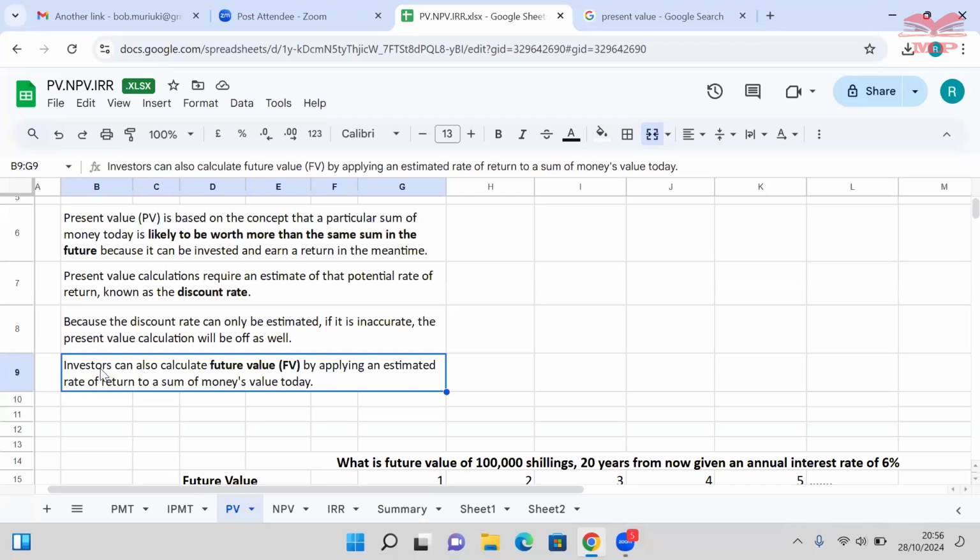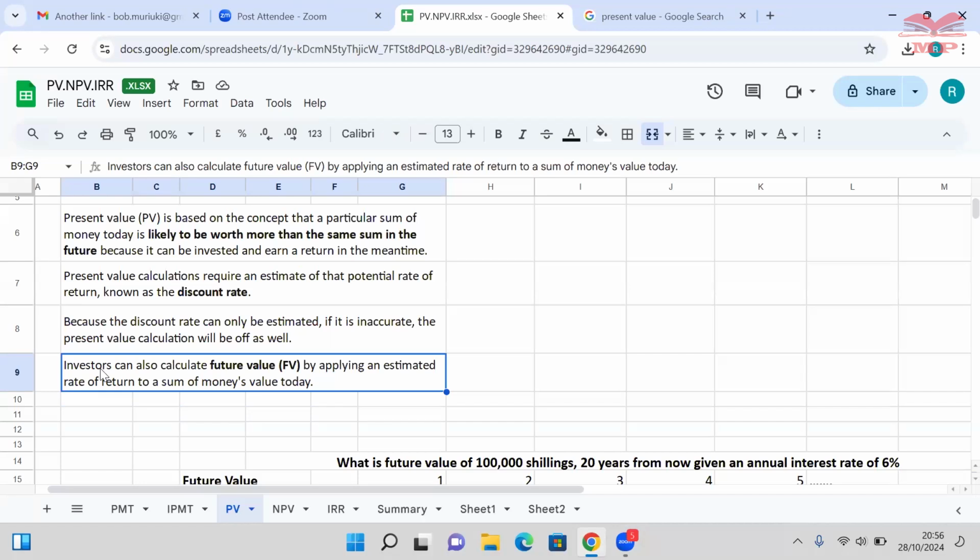So the future value is relatively straightforward to understand because it's more like what you do when you invest some money and you are getting some interest every year, whether it is compound or simple interest. Of course, the future value will be greater than the present value. So if you think about the two concepts, they are opposites of each other.